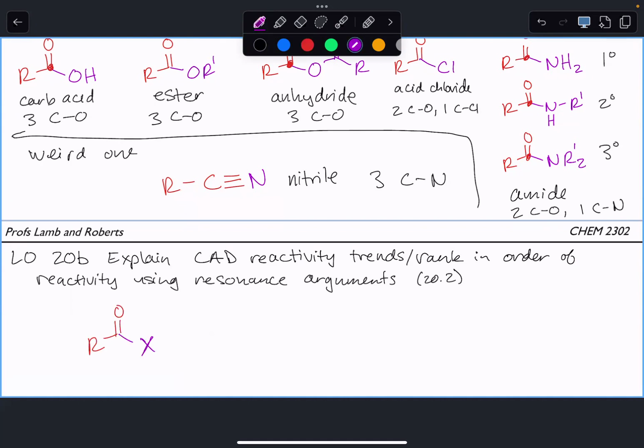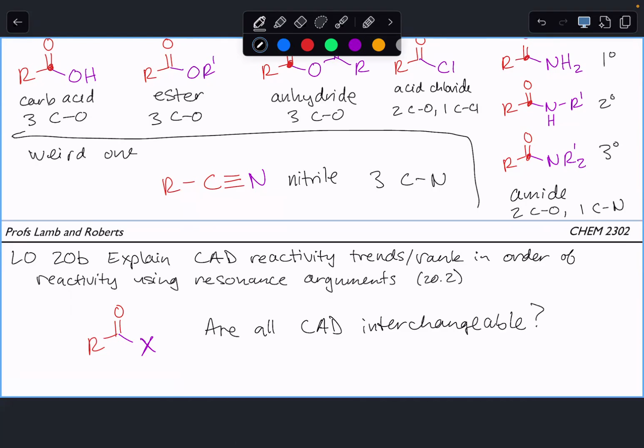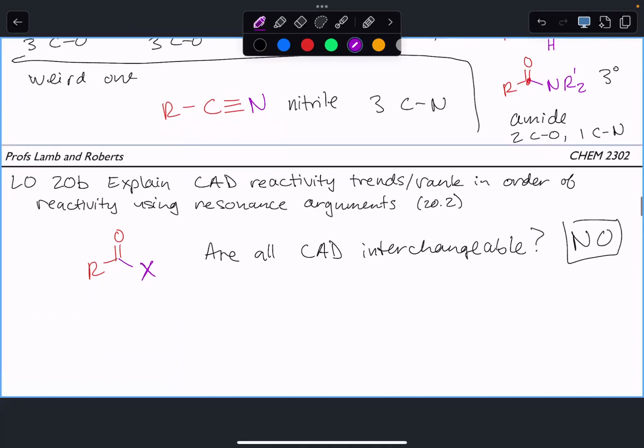Okay, so we just talked about a bunch of different CADs, right? We have this generic form, acyl X, right? So basically the question is, are all CADs interchangeable? The answer is a big no. They are not interchangeable. And the reason that they are not interchangeable is because of the strength of this bond.